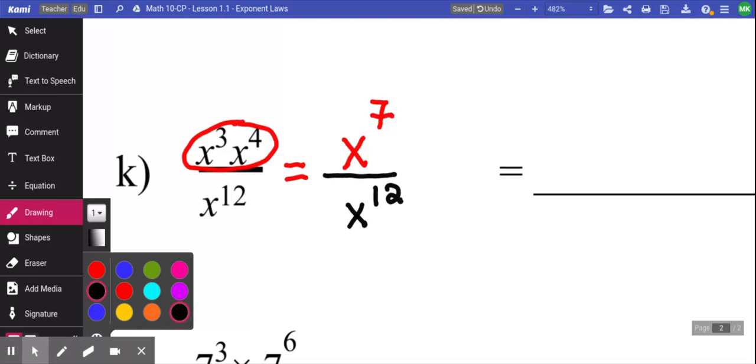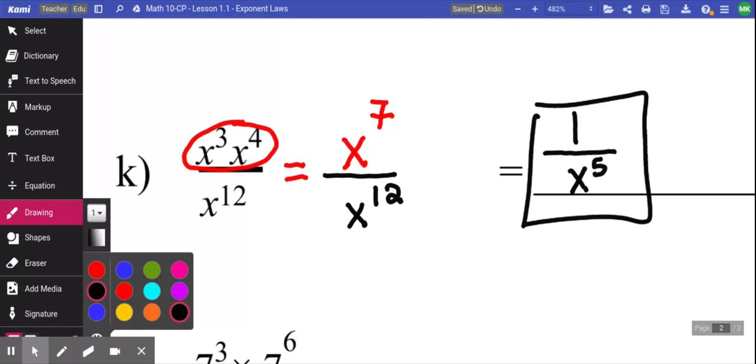Now I can look at it and say, all right, there's 7 on the top, 12 on the bottom. If they battled, the bottom would win, and there would be 5 left over. On the top, there's nothing left. I put a placeholder value of 1. So this is 1 over x to the power of 5.